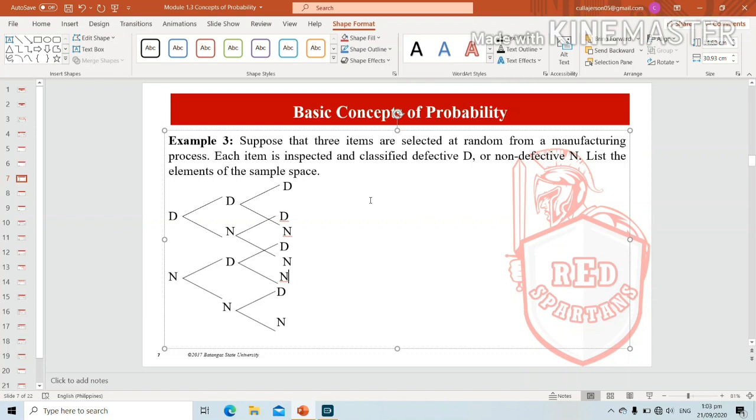After that, we can now identify the sample points. So we put S is equal to open brace. This is our first, DDD. Then next, DDN, DND, DNN, NDD, NDN, NND, NNN.